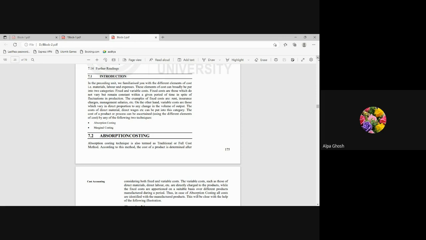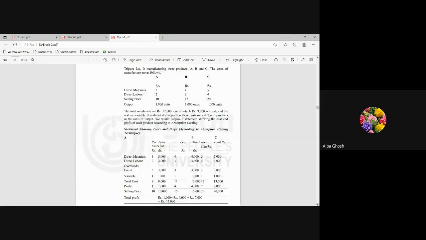So fixed cost and variable cost, when brought together, help you find the absorption cost. Variable costs are those where direct material and direct labor are used, and fixed costs are those where we do not go with the change in the inputs. So in absorption costing, all costs are identified with the manufactured products, and this will be clear with this illustration.